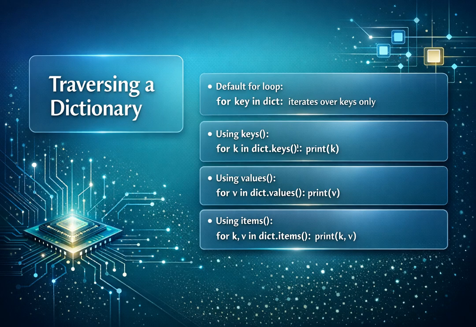You can traverse a dictionary in three ways. A standard for loop iterates over the keys. Calling dict.keys explicitly returns a view of all keys to loop over. Calling dict.values gives access to all values. And dict.items returns each key-value pair as a tuple, which can be unpacked in the loop.